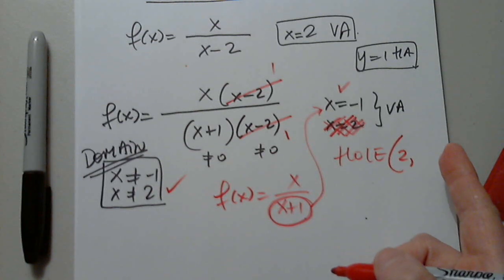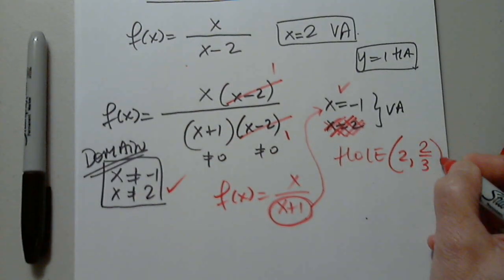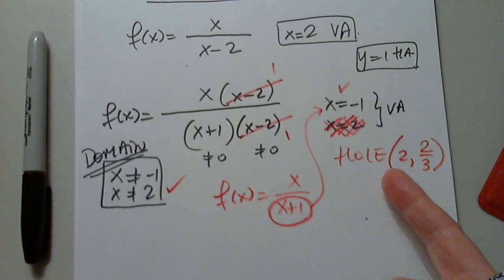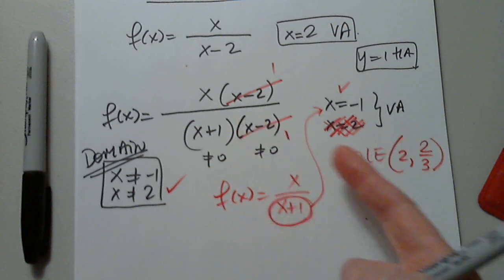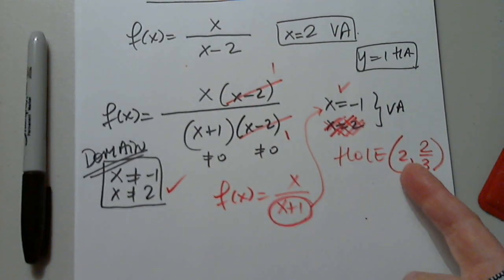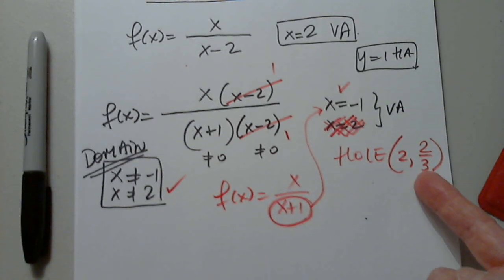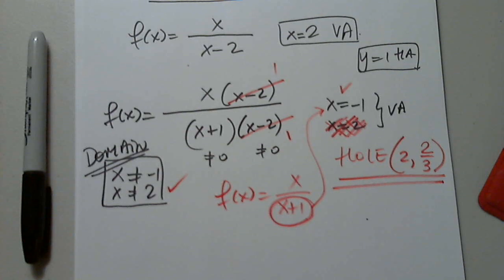What is the y value? 2 over 3. 2 plus 1. I plug in 2 in the simplified form, not here. If I plug 2 here, I'll get 0 over 0. But in the simplified form, if I plug in 2, I get 2 over 3. And that is the hole in the graph. So I want you to understand the difference.